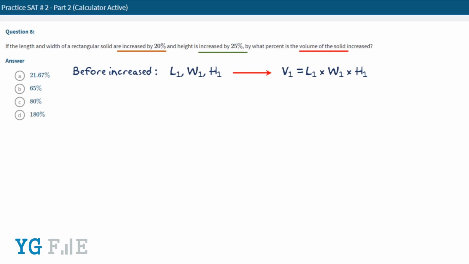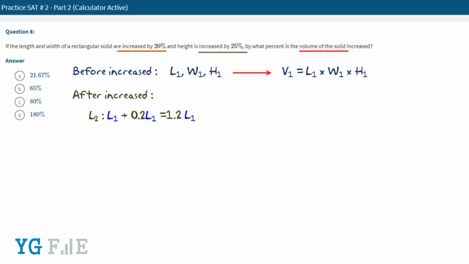And to find the volume after it is increased, first we need to find its dimension after it is increased. So first, the length is increased by 20%. It means that L2 is equal to L1 plus 0.2 times L1. And this 0.2 times L1 shows how much the length is increased. This expression can be simplified as 1.2 times L1.